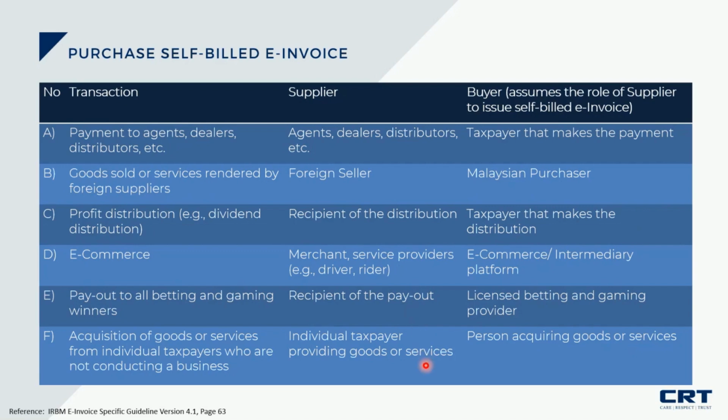Then the last one will be the individual taxpayer providing goods or services. So you will need to submit on behalf of them as well. All this information is summarized from the guideline. So if you would like the details of each type of transaction, you can refer to the guideline as well, on page 63.